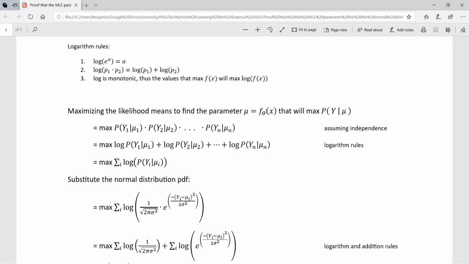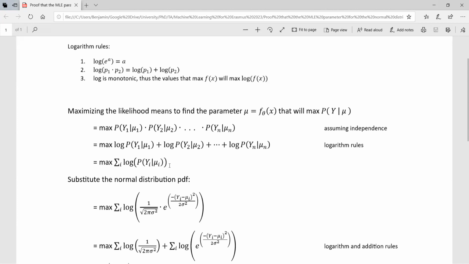Excellent. So we can assume that each point is independent. So the probability of seeing all the points is the probability of seeing each point multiplied by the other, right? It's the probability of seeing the first observation times seeing the second observation times seeing the third. And then we can use the logarithm rules, which give us the logarithm of the probability of the first point plus the logarithm of the second point plus the logarithm for all the points. It's the same thing. And then essentially what we're trying to find is the mu which will give us the maximum sum of all the log of its probabilities.